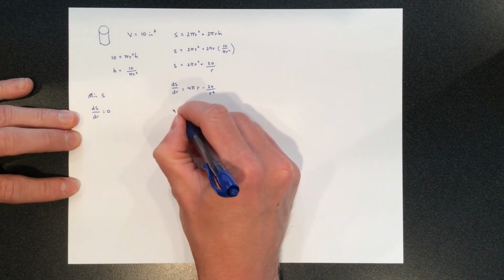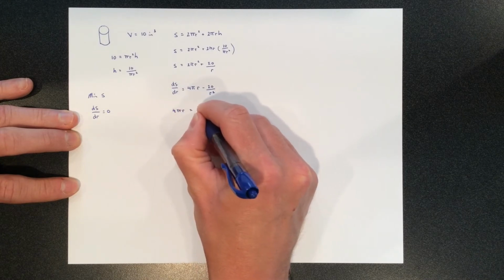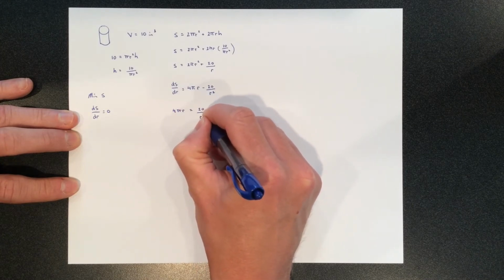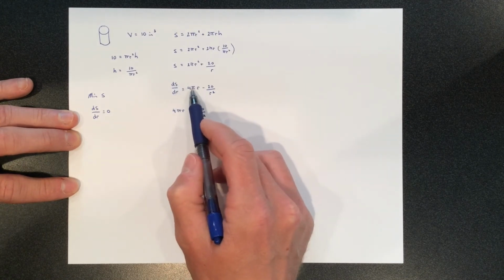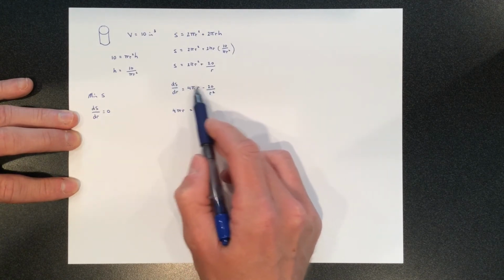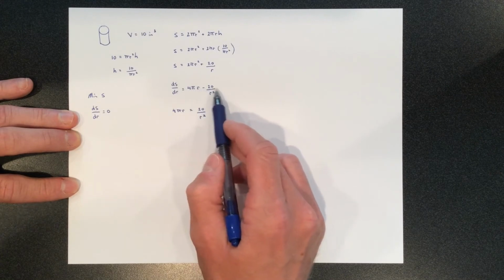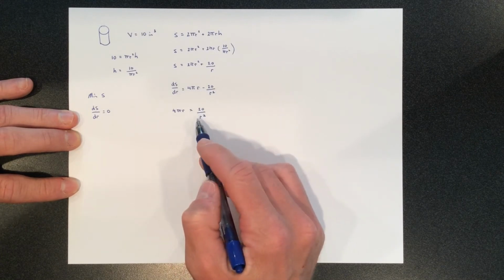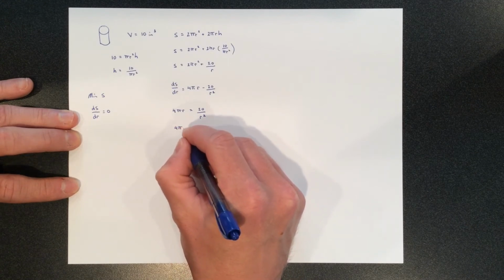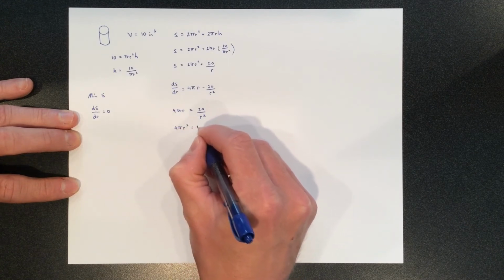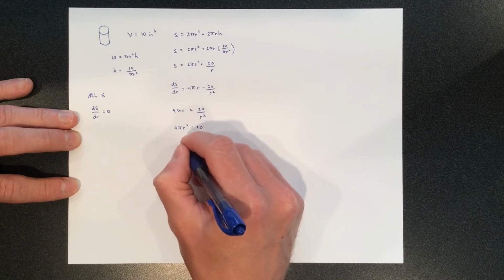Now I'm going to set this equal to 0. Again, 4 pi r equals 20 over r squared. Remember, if ds/dr is equal to 0, that means these two have to be equal to each other, right? Something minus something equals 0. I'm just setting them equal to each other, and then I'm going to solve this. So this is 4 pi r cubed equals 20, divided by 4 divided by pi.